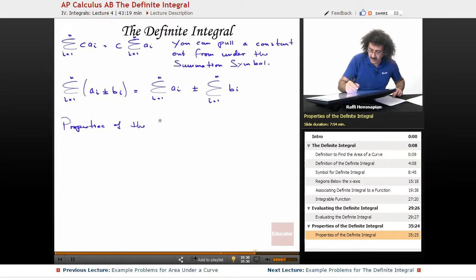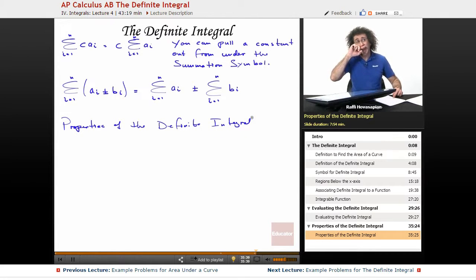Properties of the definite integral. These are all going to be very, very familiar because, again, integration is just a fancy form of summation. That's it. These summation symbols, everything that we do for summation, we can do for the integral. That's all.